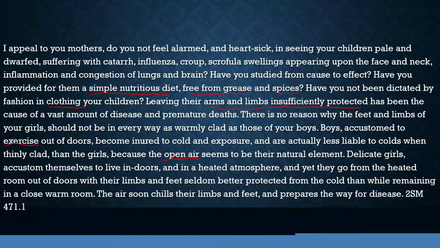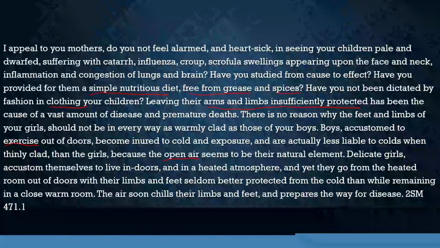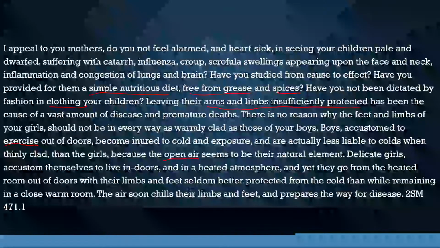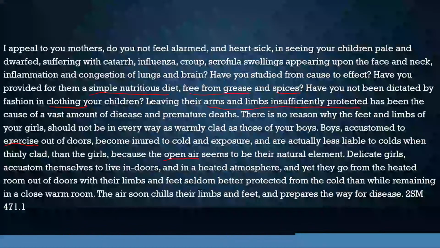What is the book? Sorry, I've forgotten the SM, the second one. Page 417, paragraph 1. Thank you. So the book is Selected Messages, Book 2, page 471, paragraph 1. Thank you.